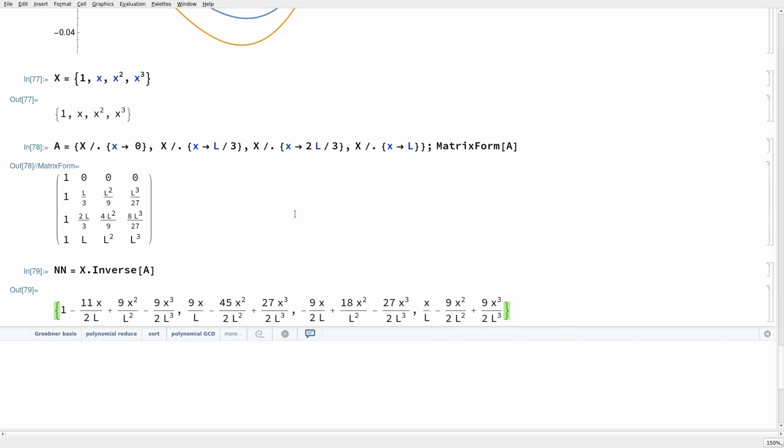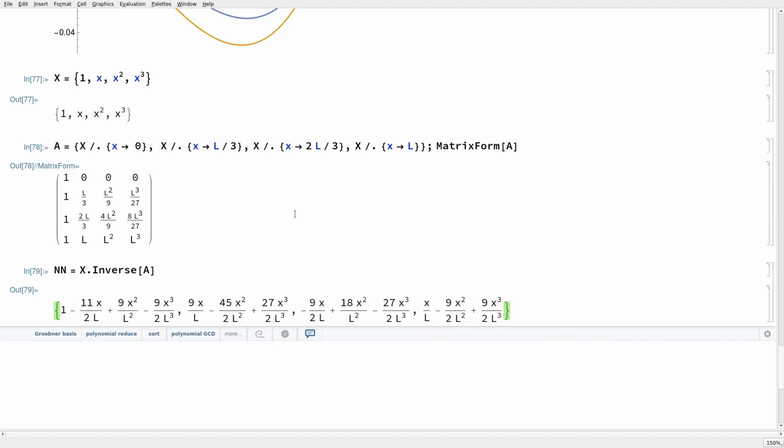So I have a row vector, I just define the basis, 1, x, x squared, x cubed, and then just evaluate the basis at the nodes. Evaluate x at x equals 0, at x equals L over 3, at 2L over 3, and at L. That gives me A, and then just x times A inverse, and you get the basis. You got your basis functions. Now you have u_h, which is this thing times the unknown nodal values, U1, U2, U3, U4.